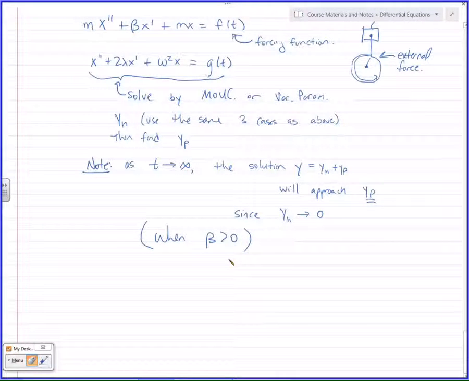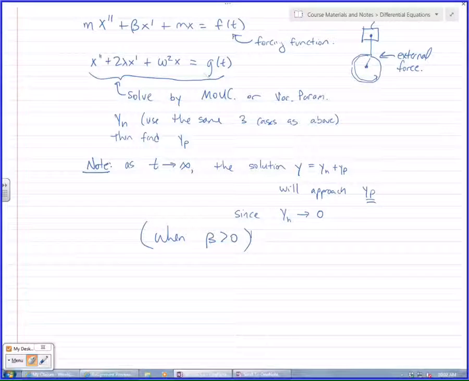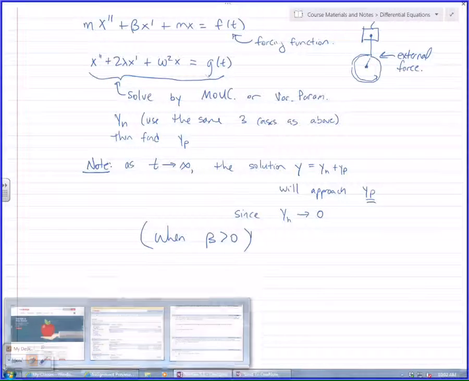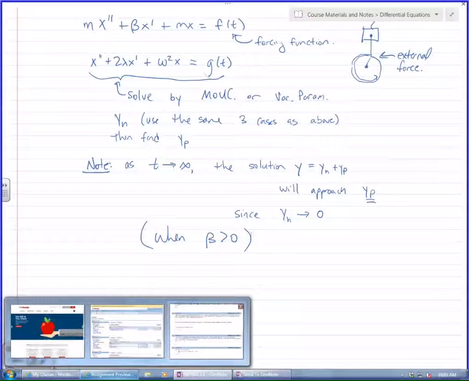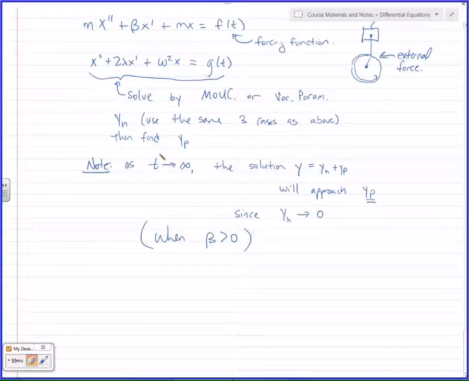When there's damping, you're going to approach your particular solution. I'm not going to do an example. I'll pull one up here in just a second when you have a chance to finish writing down my note. But I give you, I think, one problem in your homework where you've got a function on the right-hand side that you have to solve. So it's still the same technique, either variation of parameters or method of undetermined coefficients, to find the solution. You just got to make sure you get the beta and the k in the right place.